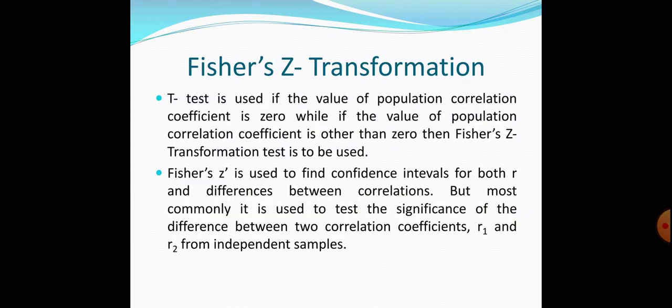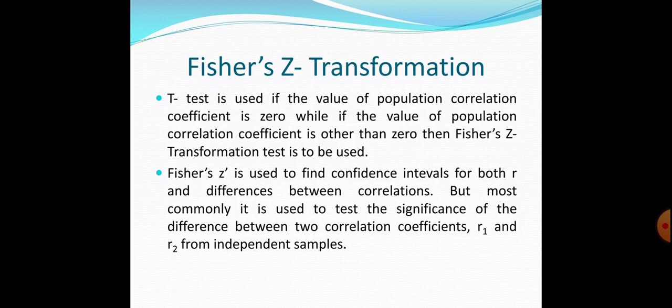Now, introduction. The t-test is used if the value of the population correlation coefficient is 0. Let's hope you remember that in the previous videos you discussed that the population correlation coefficient is 0 and the sample correlation coefficient, the value of r, is given to you. So the t-test is applied where the population correlation coefficient is 0, while if the population correlation coefficient is other than 0, then the Fisher's Z transformation test is to be used.